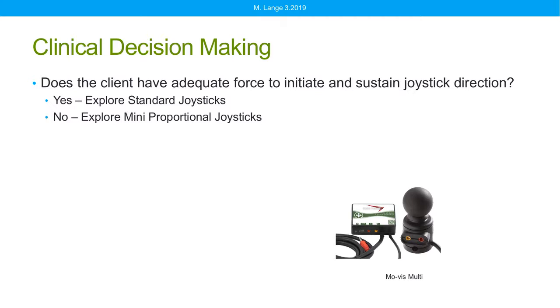Next, we need to ask ourselves, does the client have adequate force to initiate movement of the joystick and sustain the joystick in a deflected position to keep the chair moving? If the client has no problem with that, they can probably use a standard joystick. But if a client struggles with this task, they may require a mini proportional joystick.